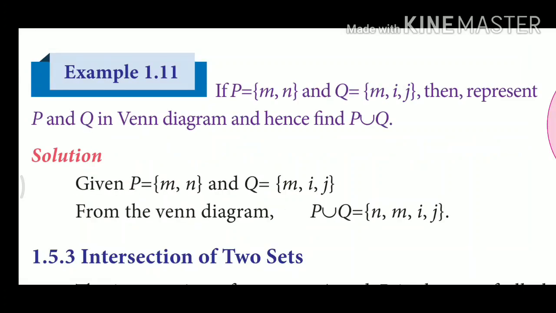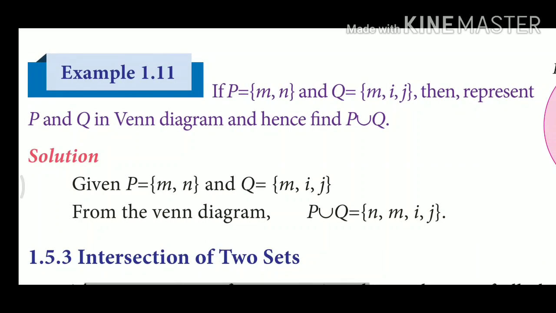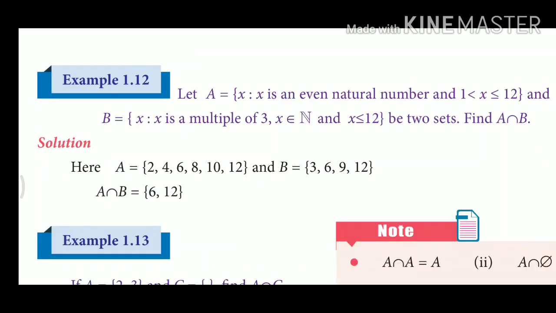The next example 1.11. In this, if set P is equal to M and N and Q is equal to M, I, J, then represent P and Q in the Venn diagram and hence find P union Q. Here without the Venn diagram, I am going to find P union Q. Here P union Q is M, N, I, J. It has all elements from both P and Q without repetition.